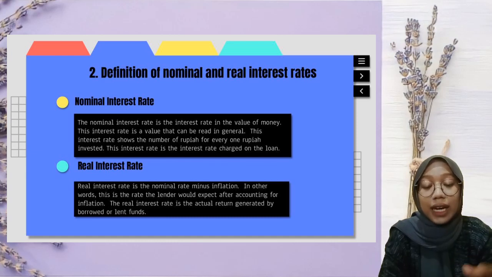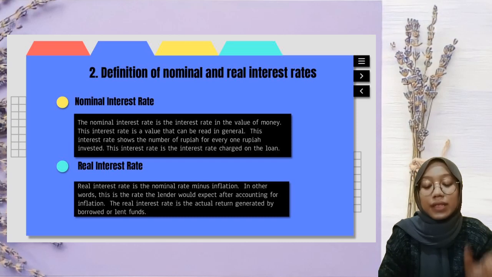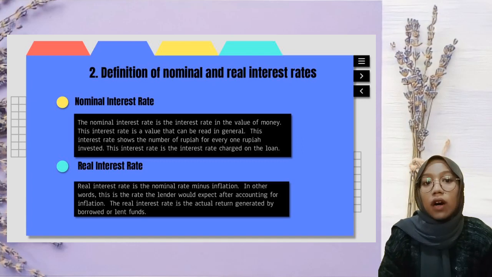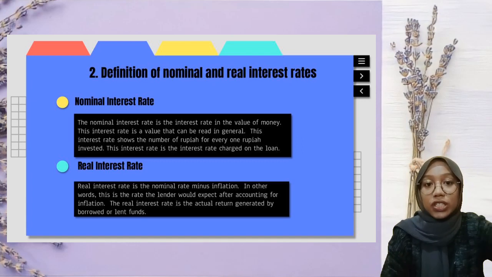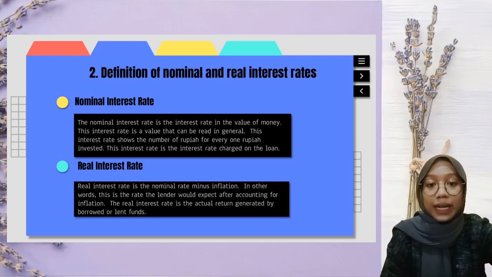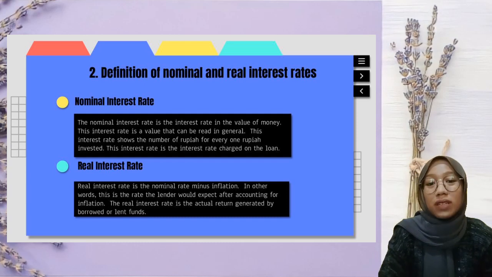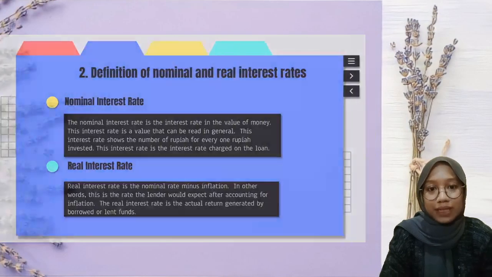And real interest rate. Real interest rate is the nominal rate minus inflation. In other words, this is the rate the lender will expect after accounting for inflation. The real interest rate is the actual return generated by borrowed or lent funds.